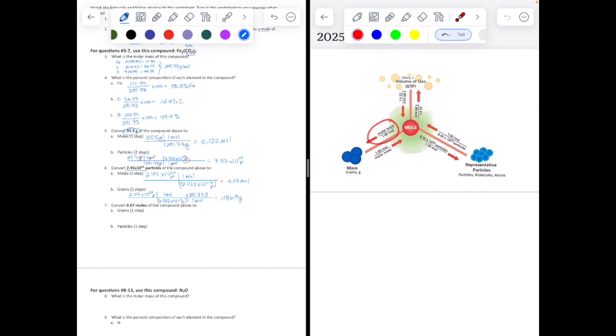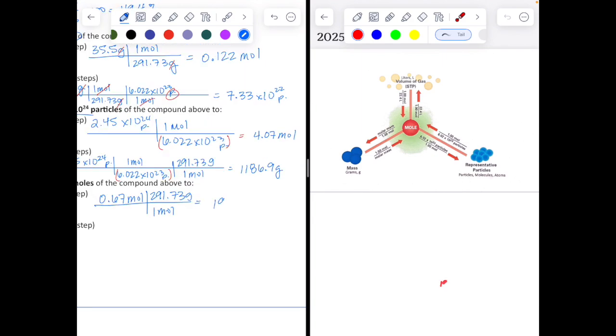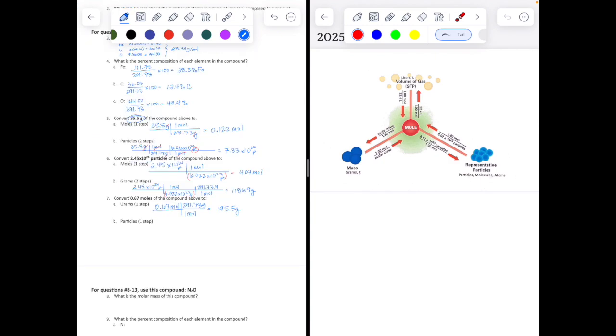And it's only a one-step conversion. Anytime that we have moles either given to us or calculating moles, it's one step because moles is in the middle. So if we're going from moles to grams, we're going to use this conversion factor. So let's go ahead and set that up. You're going to multiply 0.67 times the molar mass, 291.73. That's 195.5 grams.